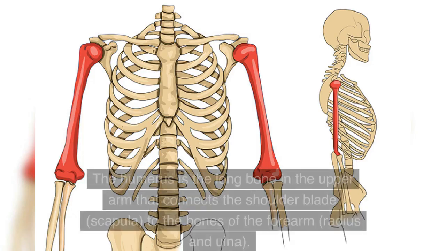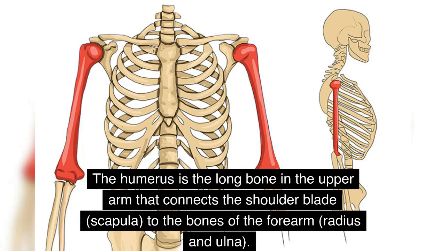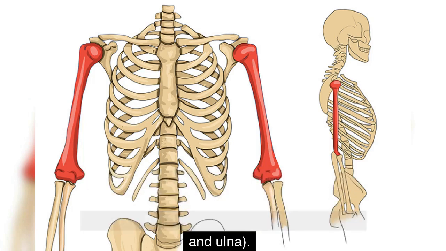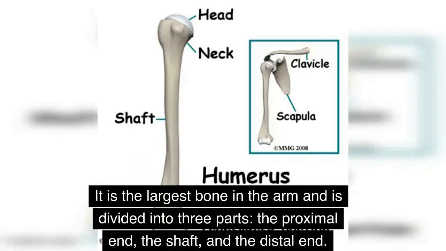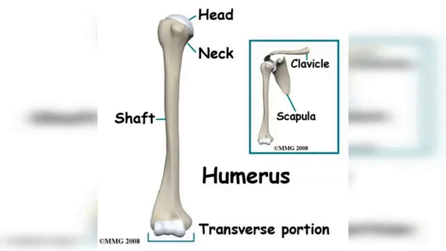The humerus is the long bone in the upper arm that connects the shoulder blade, scapula, to the bones of the forearm, radius and ulna. It is the largest bone in the arm and is divided into three parts: the proximal end, the shaft, and the distal end.